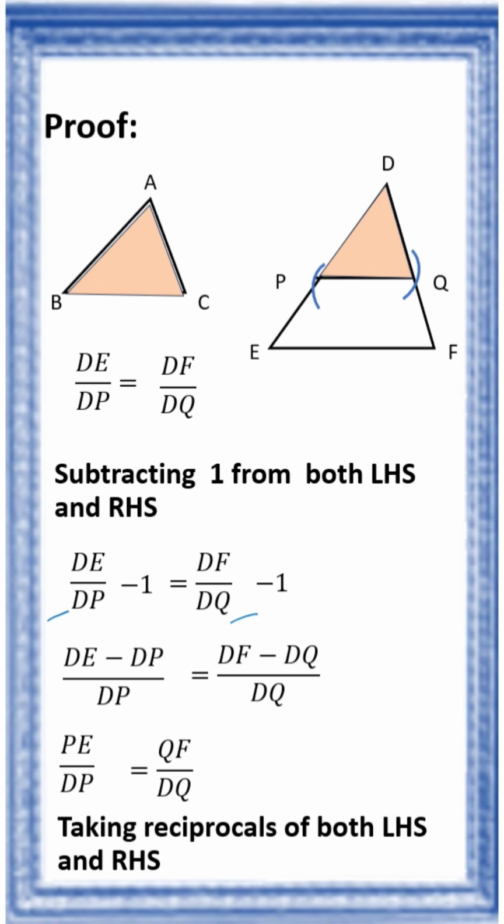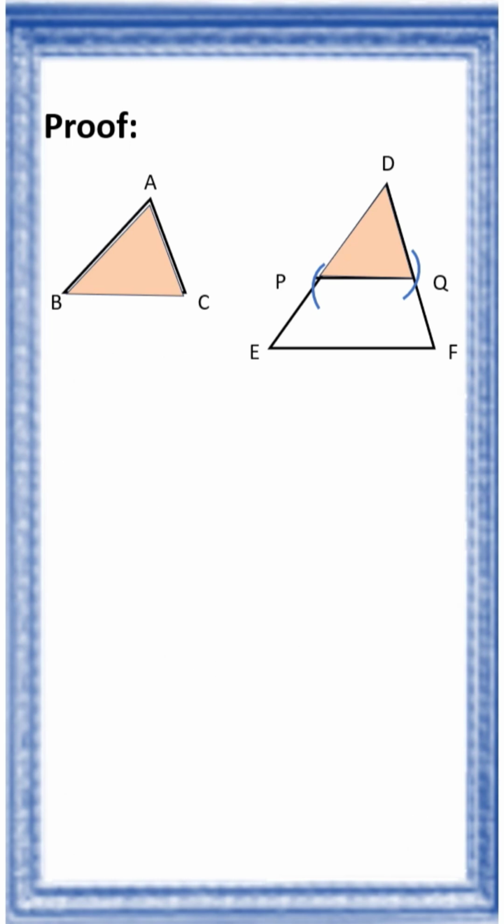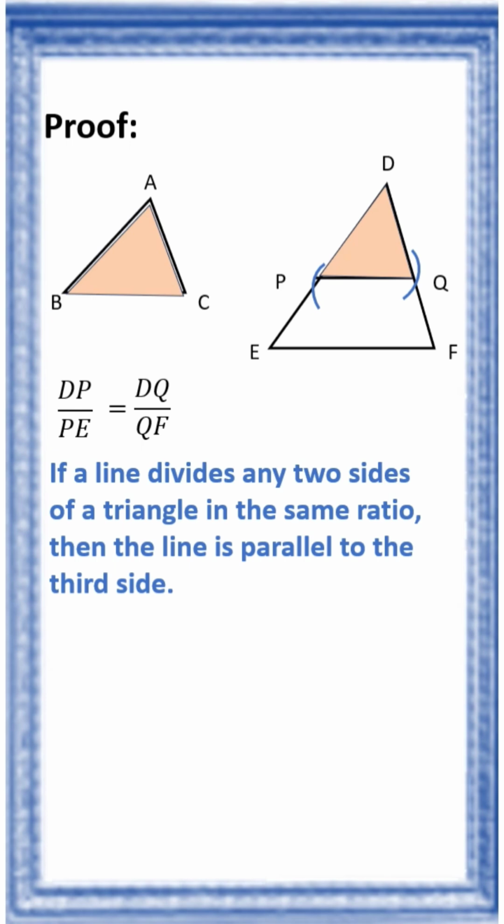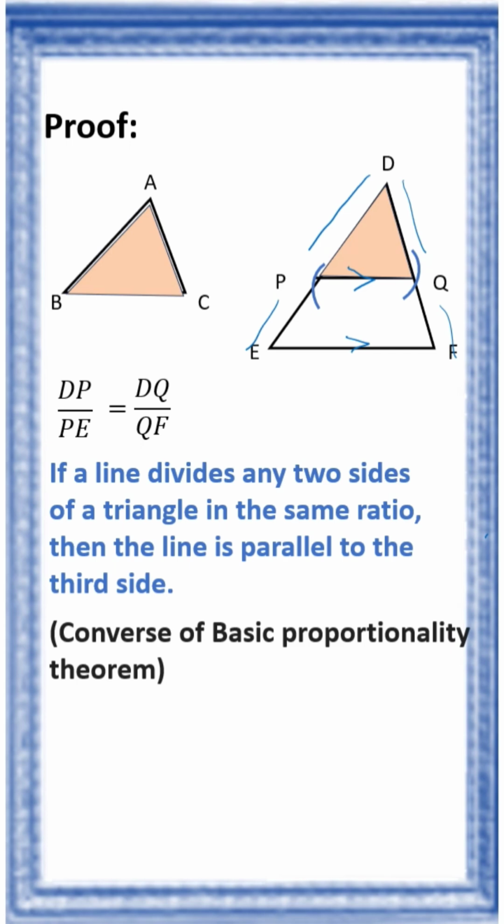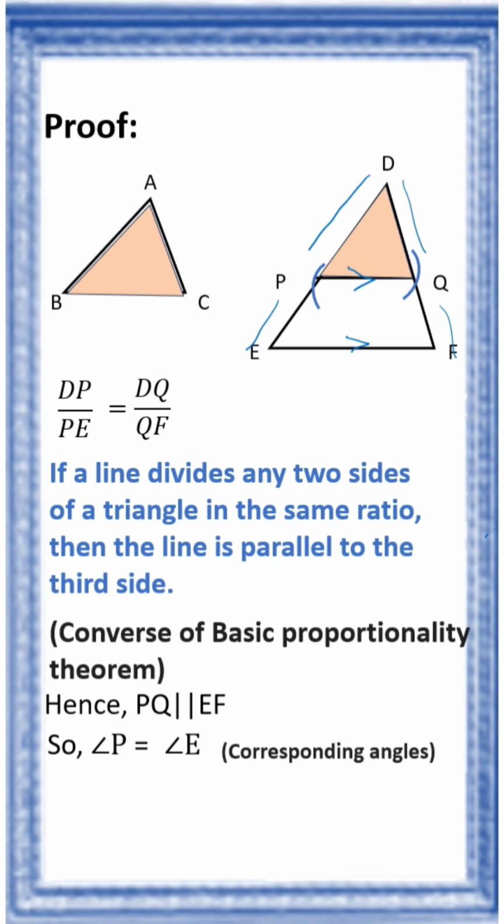Now once again take the reciprocal of both LHS and RHS. What will you get? DP/PE = DQ/QF. Here observe, DP/PE = DQ/QF. If a line divides any two sides of the triangle in the same ratio, then the line is parallel to the third side. So PQ is parallel to EF. This is from the converse of the basic proportionality theorem. So angle P is equal to angle E, corresponding angles, and angle Q is equal to angle F, corresponding angles.